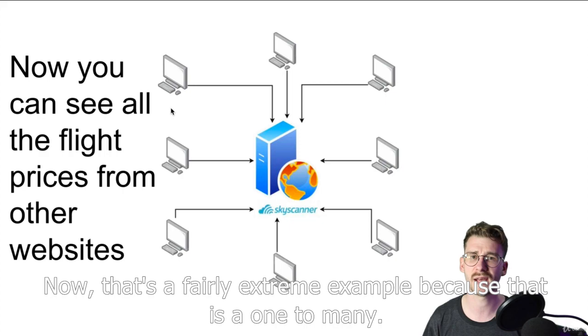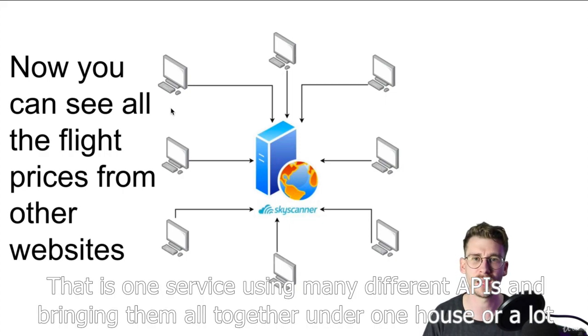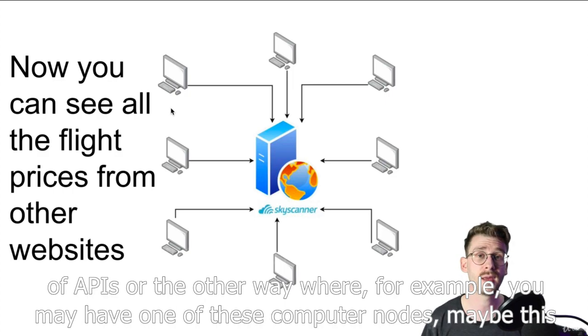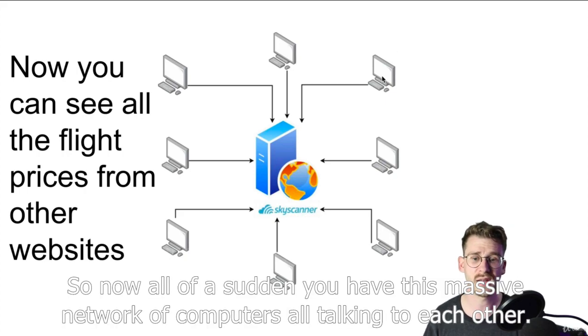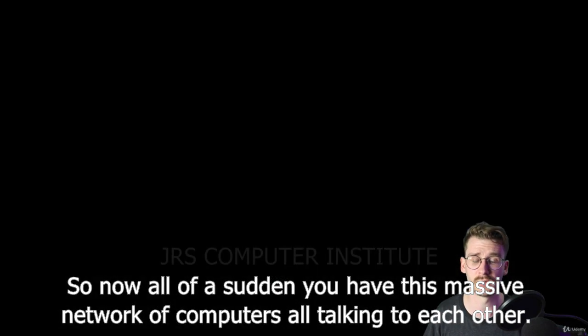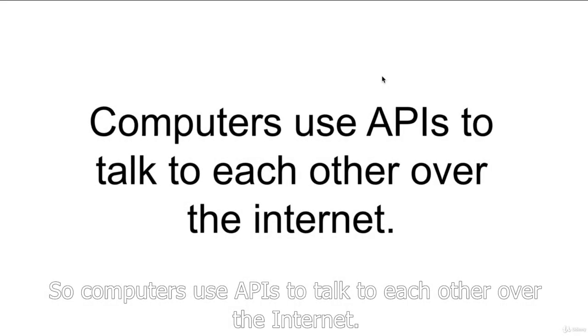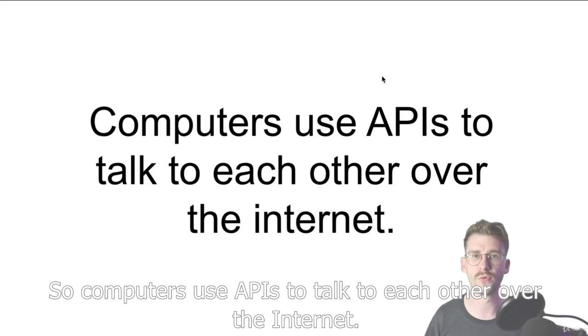Now that's a fairly extreme example because that is a one-to-many. That is one service using many different APIs and bringing them all together under one house. Or the other way, where, for example, you may have one of these computer nodes, maybe this is Air Canada, and you have Skyscanner and Kayak and all these other different services accessing their data. So now all of a sudden you have this massive network of computers all talking to each other. So computers use APIs to talk to each other over the internet.